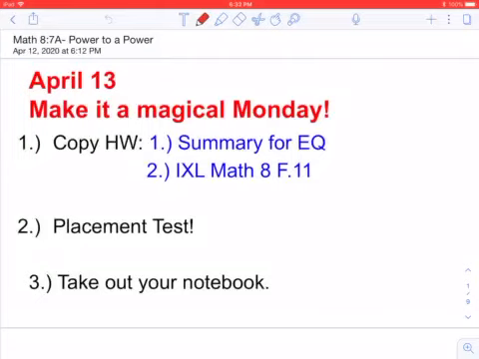All right, so your homework for today is going to be a summary for the EQ and then an IXL, which is super easy. IXL Math 8 F11.